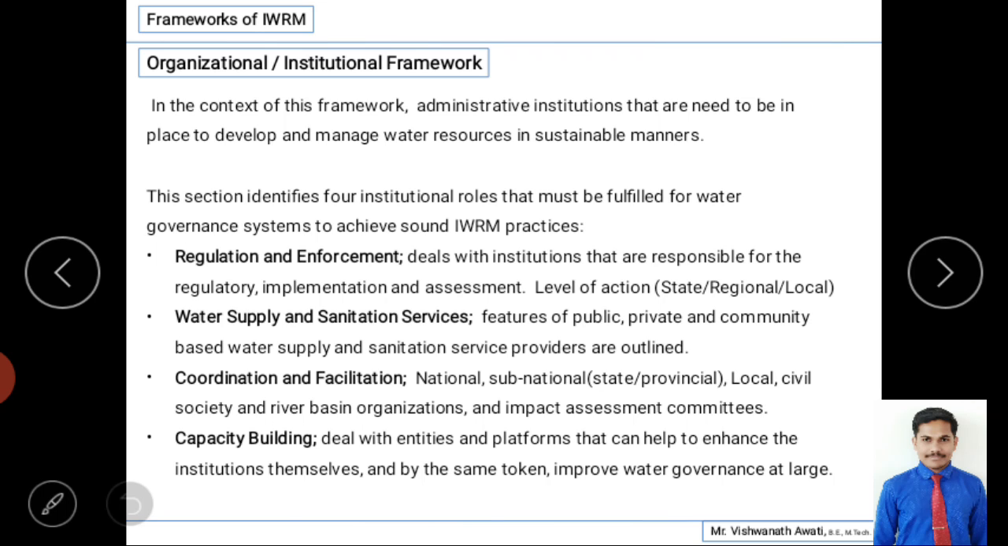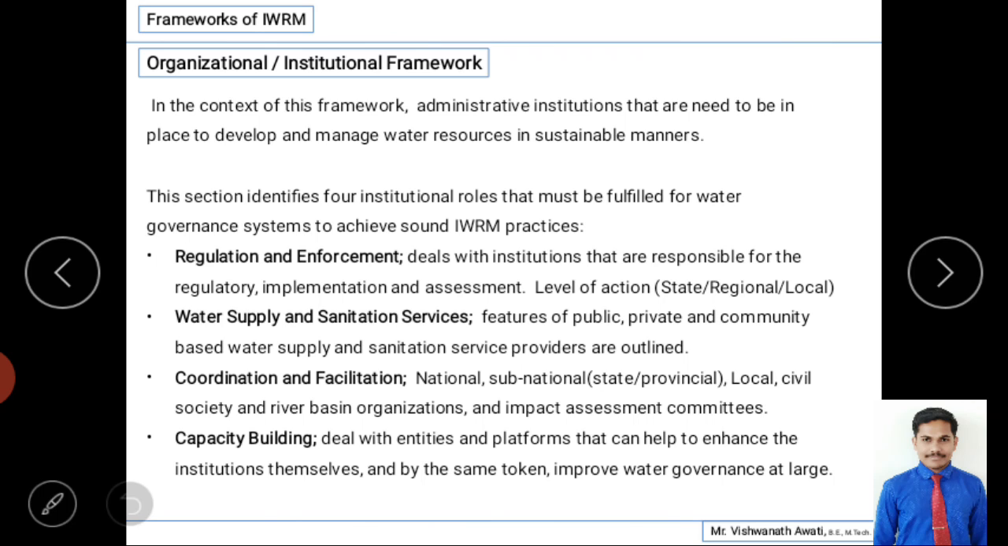So here also, the features of public, private, and community-based water supply and sanitation service providers are outlined. So here mainly, if the public is supplying the water resource and water supply and sanitation, what will be the conditions, right? If a private sector is involved in the water supply and sanitation, then what are the conditions? If community based, what will be the rules and regulations, how to manage, who is responsible if anything happens, and how much maintenance is needed. All these things will be given in the water supply and sanitation service outlines.